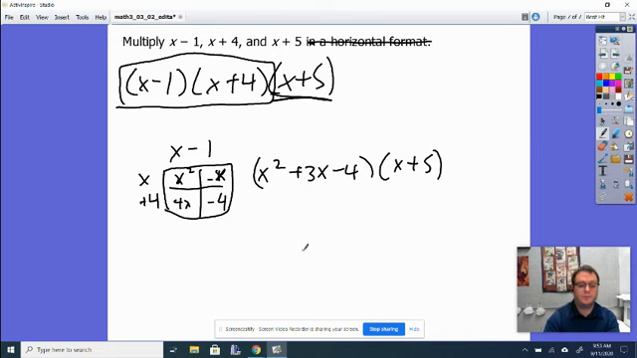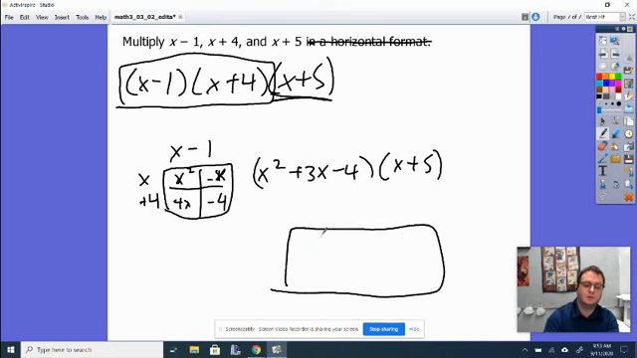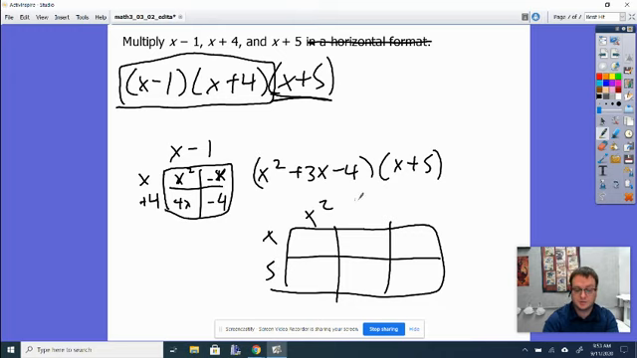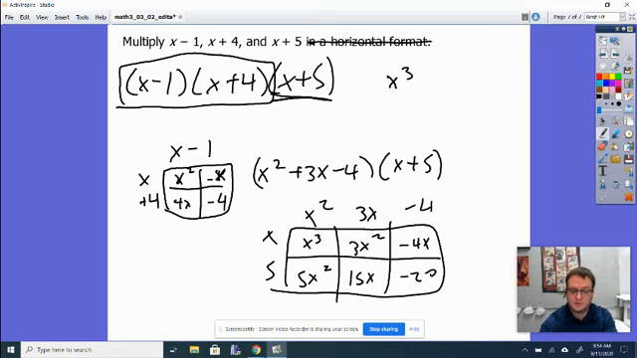I'm going to plug it in, 2 by 3 here, x, 5, x squared, 3x, minus 4: x cubed, these two, 3x squared, x and negative 4, negative 4x, 5x squared, 15x, minus 20. Combine like terms, we get x cubed plus 8x squared. 15x minus 4x is going to be 11x, minus 20. And there's my answer.